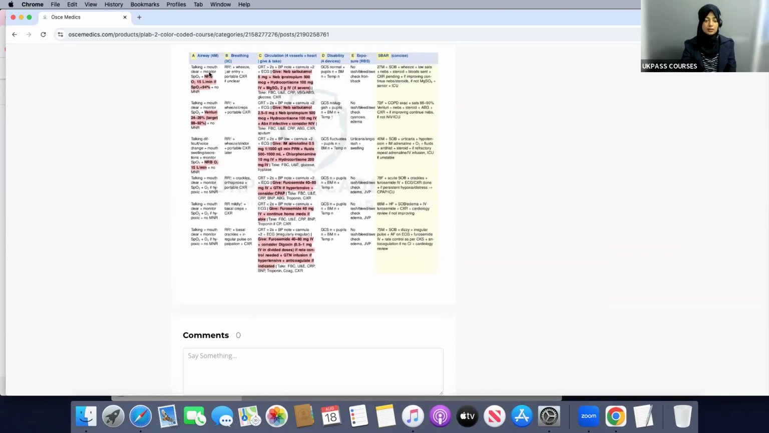The patient was talking, his mouth was clear, just the saturations were low. We put him on oxygen. We saw that there was a wheeze and decreased air entry. We ordered a chest x-ray. We saw that the patient has already had a history of asthma, let's say. So we gave him salbutamol and ipratropium bromide. We considered other medications as well, like we have discussed before. We checked his disability, we checked the exposure, and we did this SBAR.